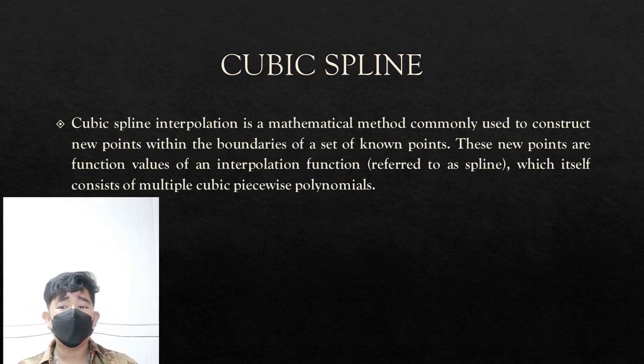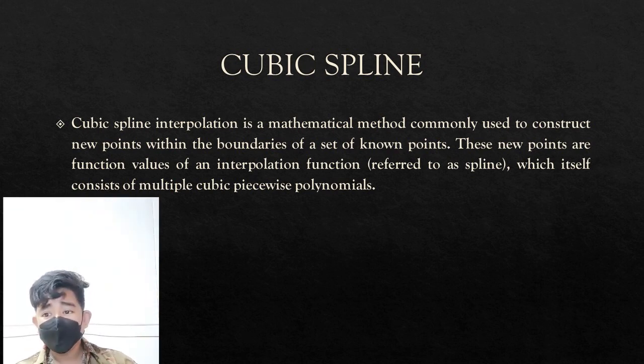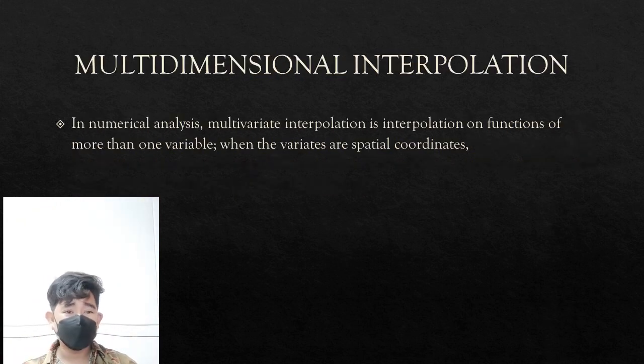Next, we have cubic splines. Cubic spline interpolation is a mathematical method commonly used to construct new points within the boundaries of a set of known points. These are the points that are function values of the interpolation function, which itself consists of multiple cubic piecewise polynomials. And now we have multidimensional interpolation. In numerical analysis, multivariate interpolation is interpolation of functions in more than one variable, with the variables as spatial coordinates. So that's the end of our report from part 1 until part 5.